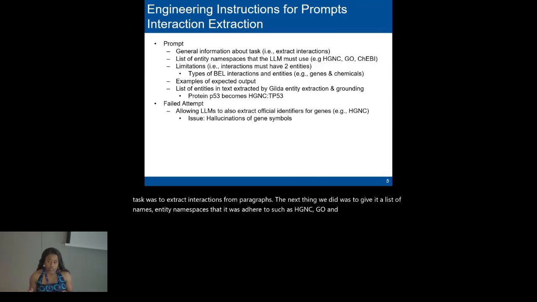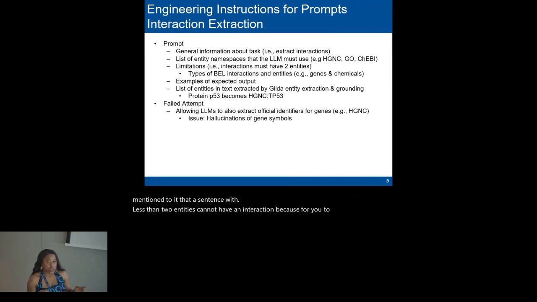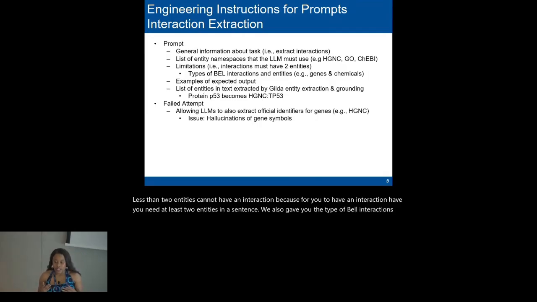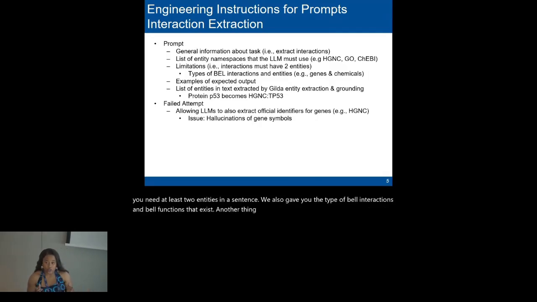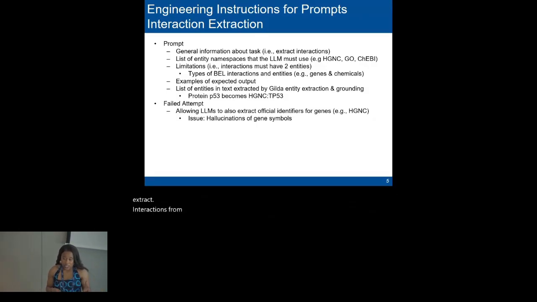We also mentioned to it that a sentence with less than two entities cannot have an interaction, because for you to have an interaction, you need at least two entities in a sentence. We also gave it the types of BEL interactions and BEL functions that exist. Another thing we did was to give a few short example outputs of the kind of BEL statements we expect it to give, and it also received the list of entities and annotations that were done by Gilda. At first, actually, we tried allowing the LLM to extract interactions from papers without giving it the list of namespaces.